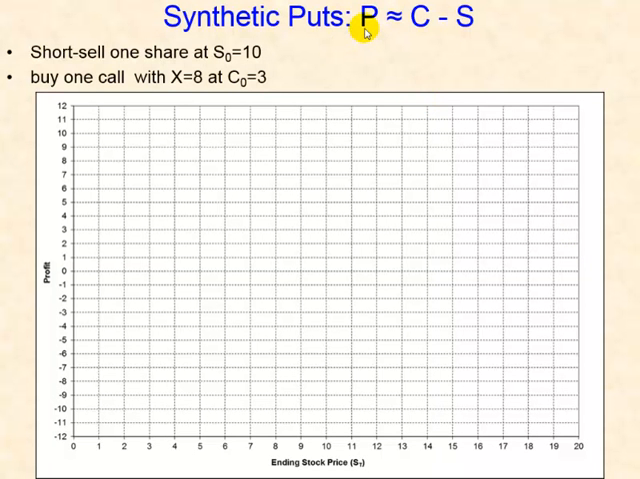Let's create our own synthetic put. How are we going to do that? We're going to buy a call option and short sell the stock. So the stock price originally is $10. So we'll go to 10 and 0 and plot a point there. If the stock price doesn't move, we don't make any money. Now, because we're short selling the stock, we know the line is going to be downward sloping. If the stock price falls to 0, we make a $10 profit. And if the stock price rises to 20, we're going to lose $10. Let's connect these points with a line.